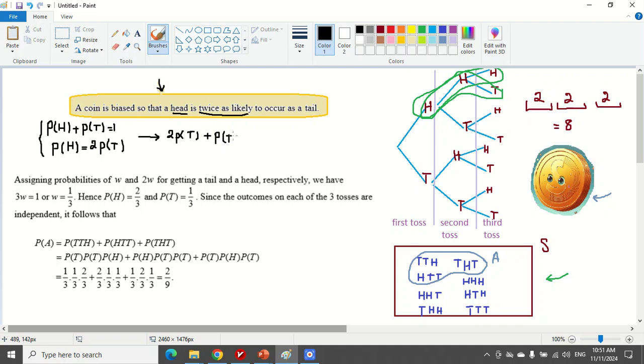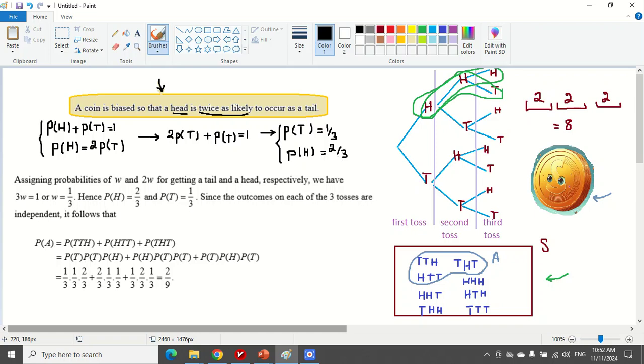From this equation I can find the probability of tail. Simply, 3 times the probability of T is equal to 1, so the probability of T is equal to 1 over 3. So I found the probability of tail, which is 1 over 3, and based on the second equation, the probability of head, P(H), is equal to 2 times the probability of T, so it should be 2 times 1 over 3, or 2 over 3. So I found the probability of head and tail separately for one toss.